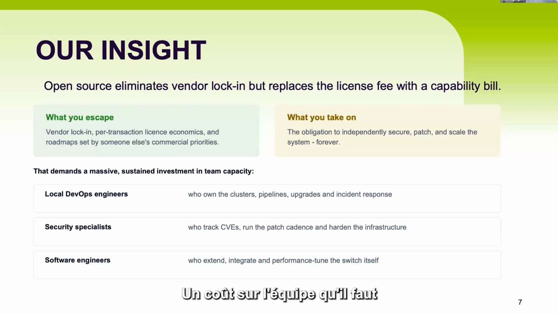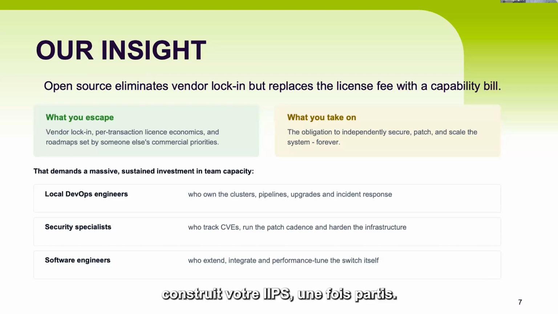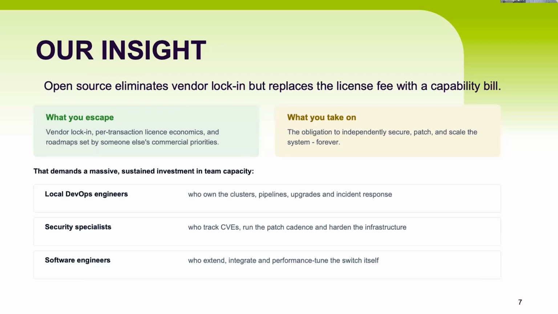Some cost of the team that you have to have in place, even after your system integrators that build your IIPS leave. Once they have imparted their knowledge to your team, you have to have a number of engineers on staff to continuously patch, build, and extend your deployment.